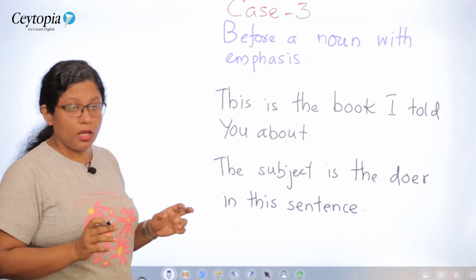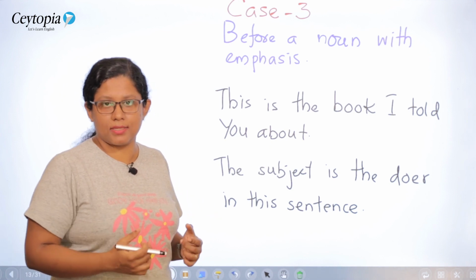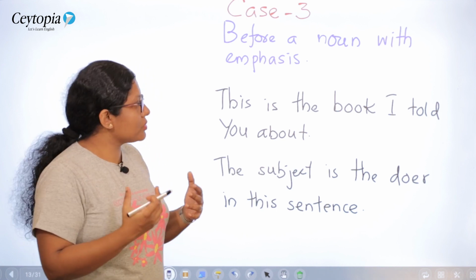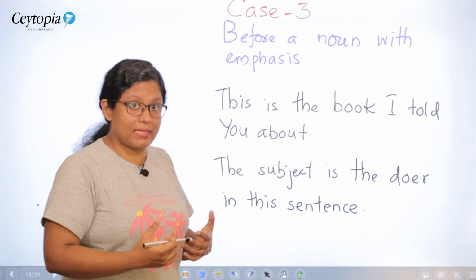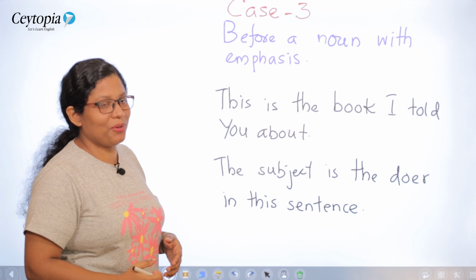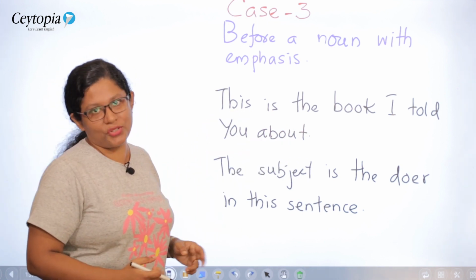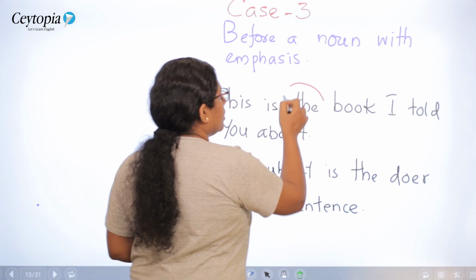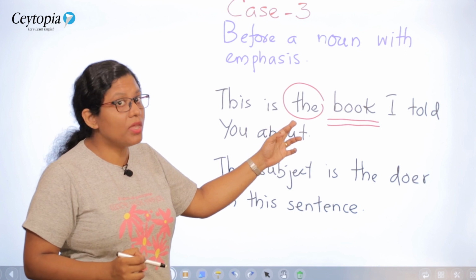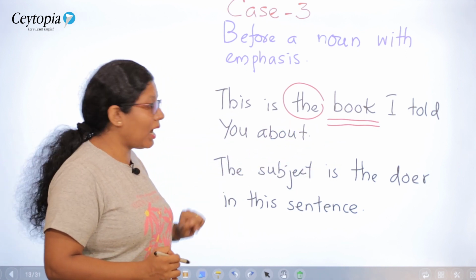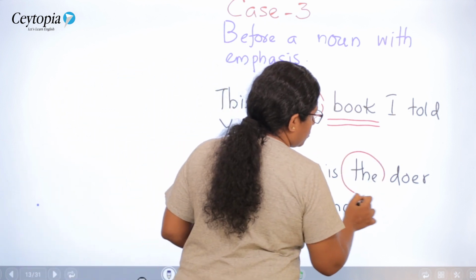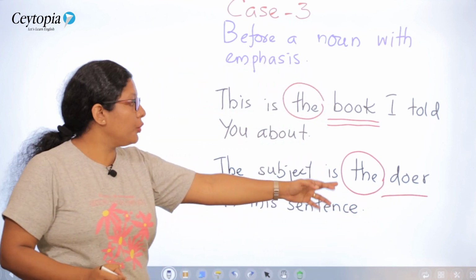Case 3. You use "the" before a noun with emphasis. When you need to emphasize something, to highlight an idea, we use certain words, and in order to highlight it further, to show prominence, we use "the" before that particular noun. This is the book I told you about. This is the book, the particular book. We emphasize it with the article "the." The subject is the doer in this sentence. The doer. We highlight the noun "doer."